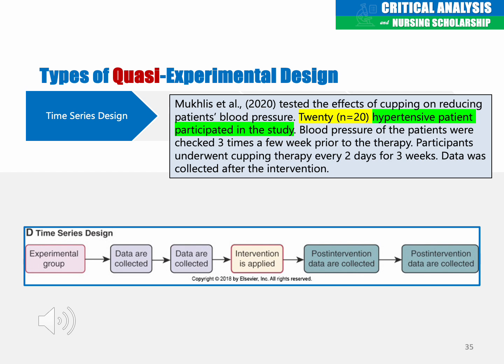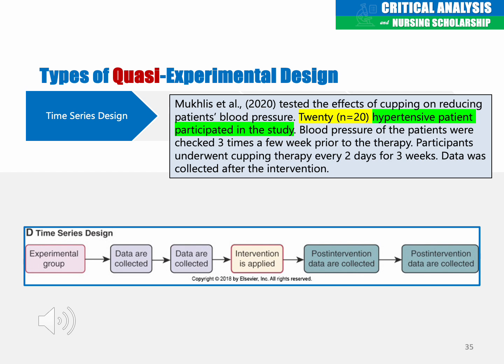First is randomization. Obviously, in the research of Muklish et al. 2020, there was no random assignment. The second one is control. Obviously, the research of Muklish et al. 2020 doesn't involve a control group, only an experimental group. However, there was a manipulation of variable. Why? Because the introduction of cupping to reduce blood pressure of the patient is the manipulation conducted by introducing the intervention.